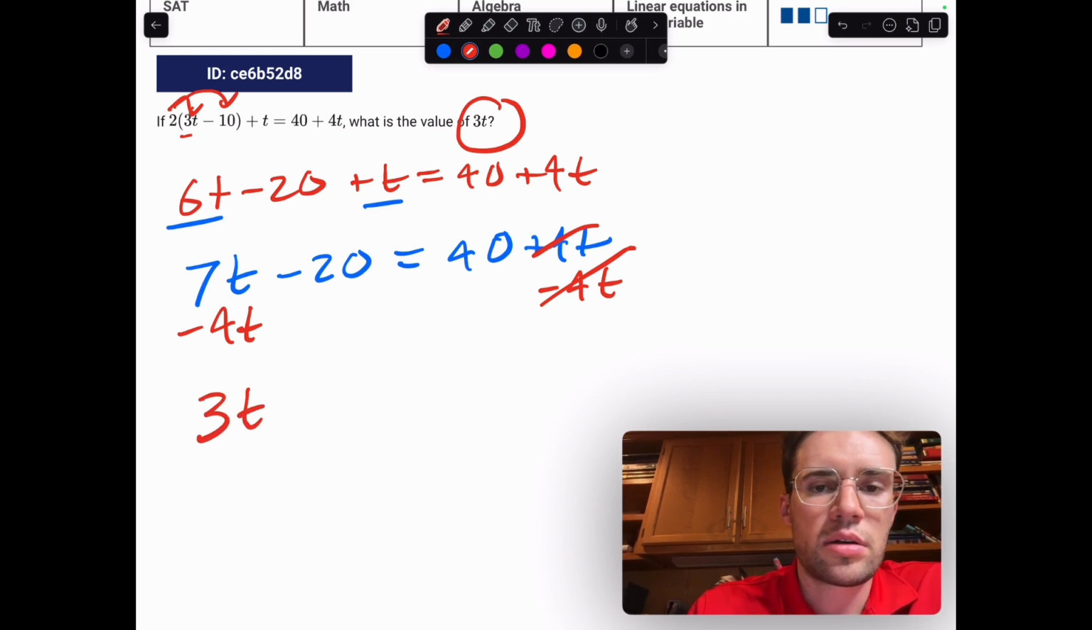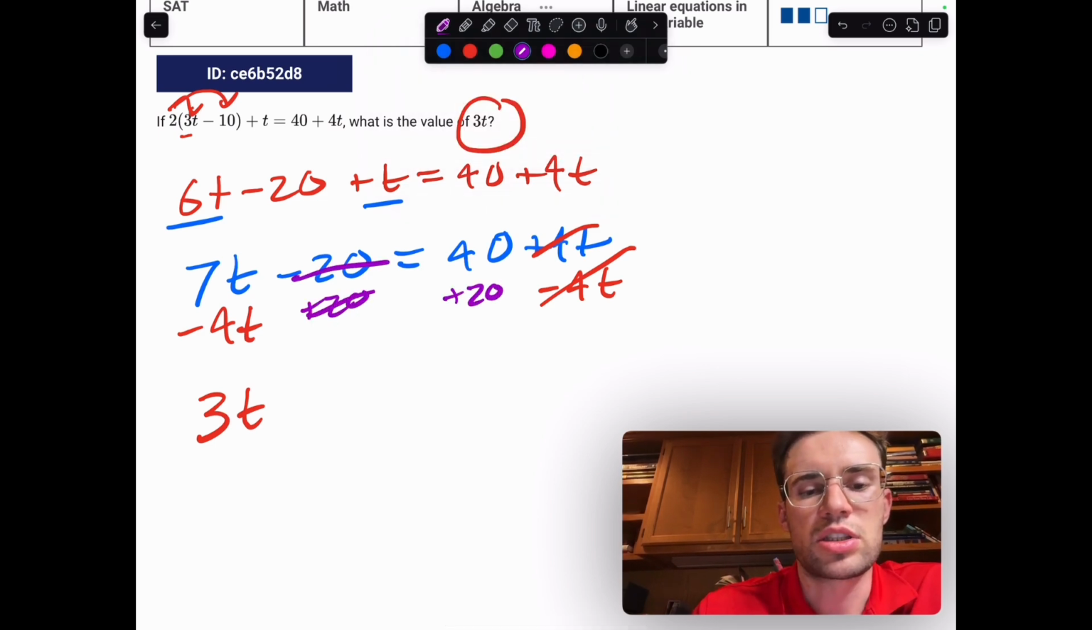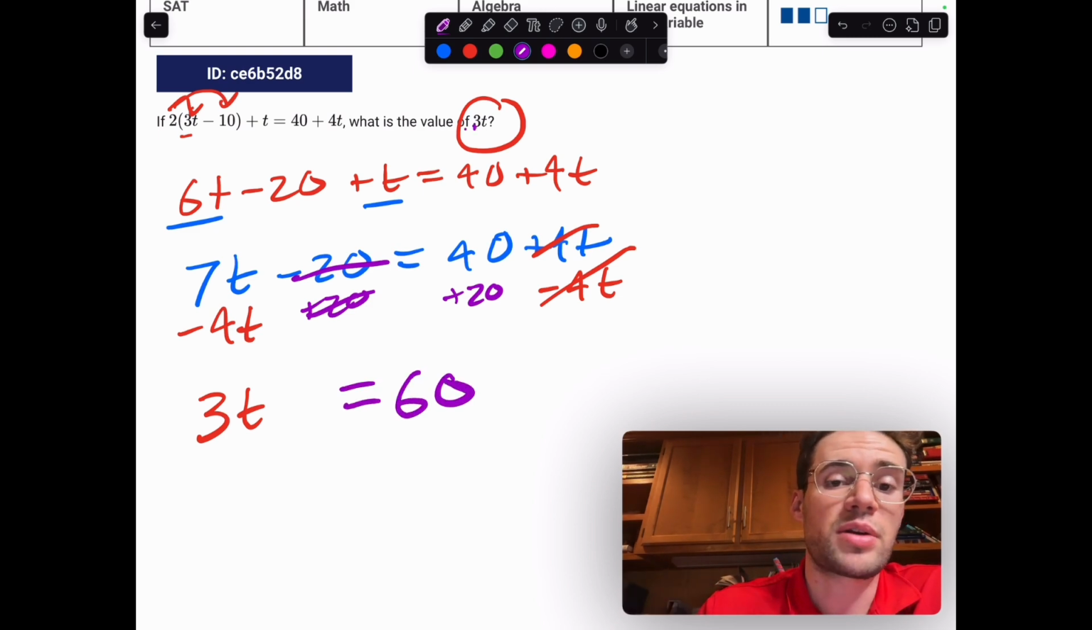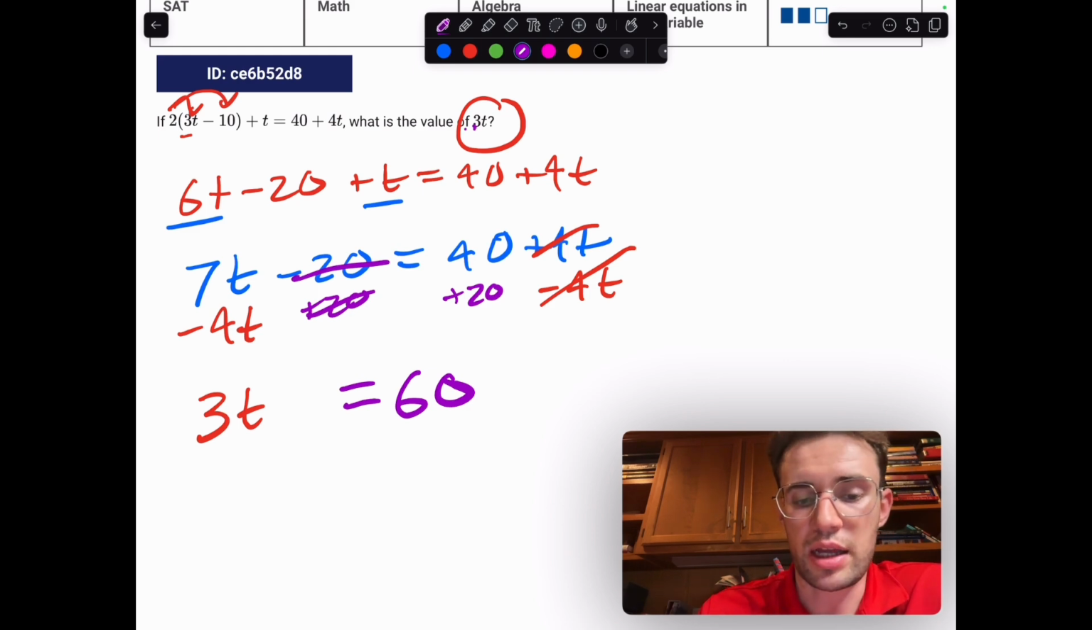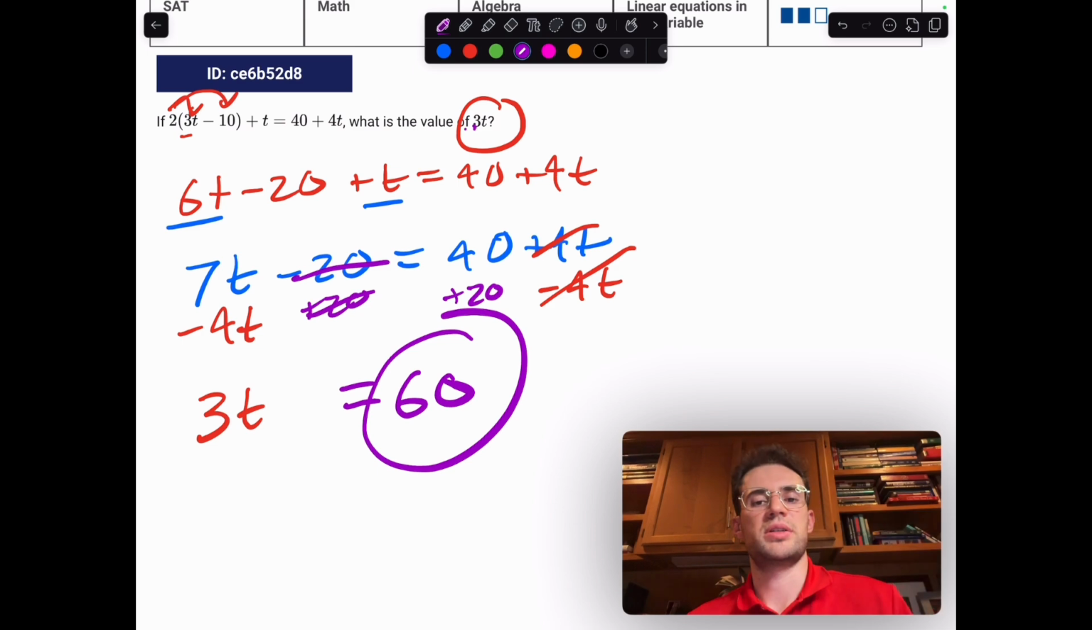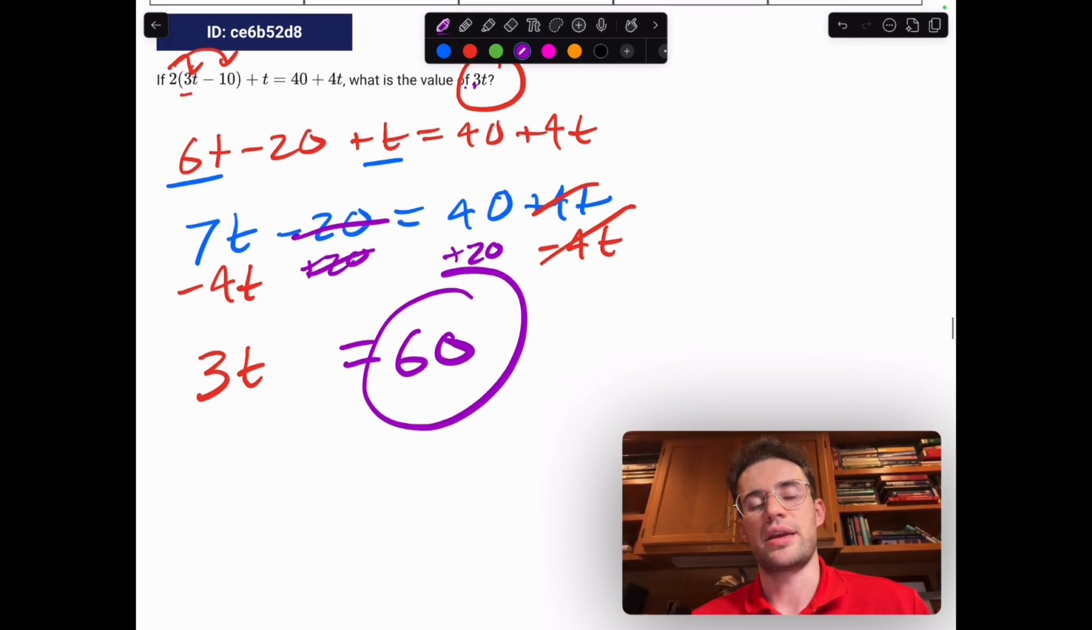And here, to get the t's alone, we can add 20 to both sides. Minus 20 plus 20 is 0. 40 plus 20 is 60. So 3t equals 60. Oh, what's nice, we're looking for 3t. Well, we already have 3t here. Just by trying to solve for t, we got to 3t. So that'd be 60. I mean, t is 20.